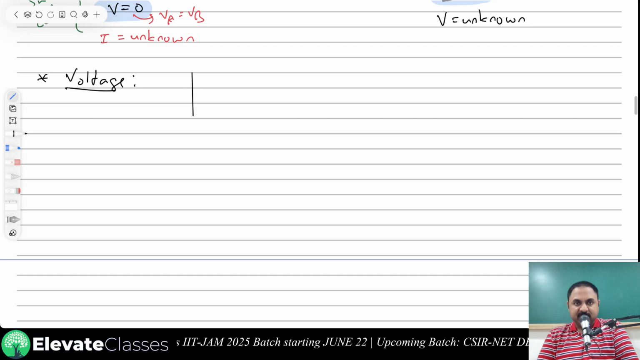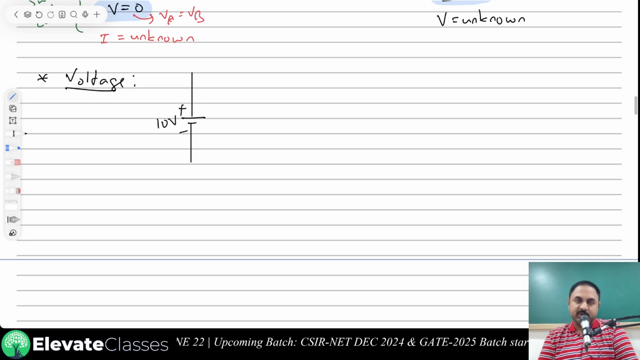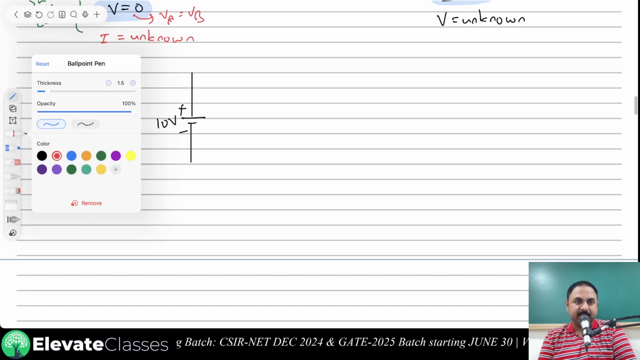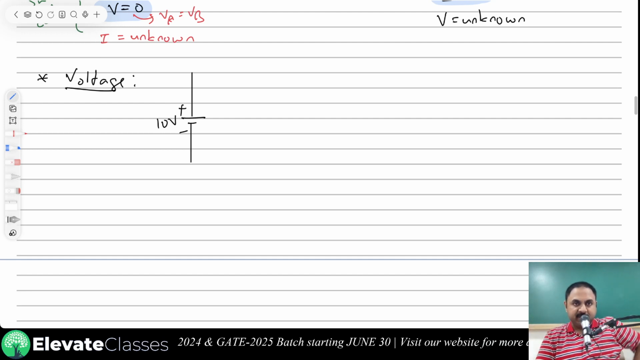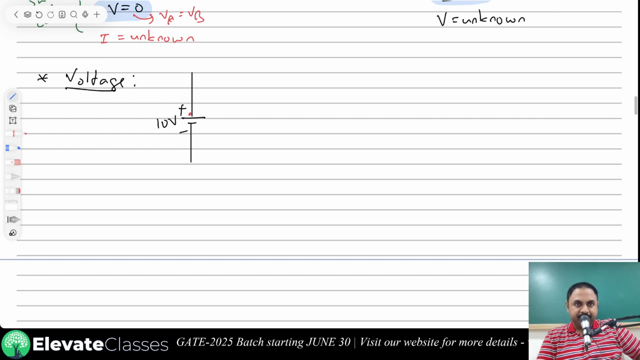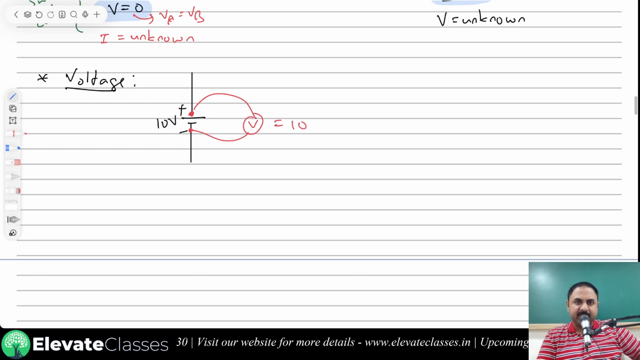Let's say you have some kind of a voltage source here, some kind of a cell. This is plus, this is minus, and this is 10 volts. This is some part of a circuit. Now if you take a voltmeter and place one lead here and one lead here, what will be the reading? The reading will obviously be 10 volts.